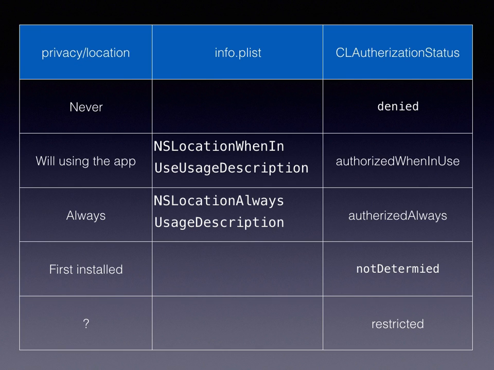There's two constants that are defined, NS location and so on, which define the keys that you saw in the plist for the dictionary. Now, from an application perspective, there's CL authorization status. There's denied, meaning you can't have access, and two types of access. There's not determined for when the application is first installed, and there's restricted.